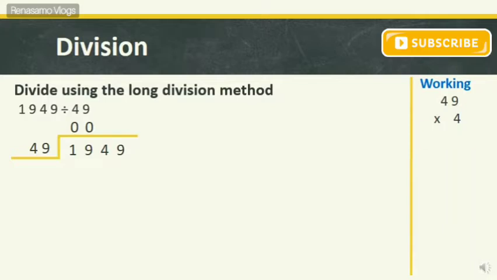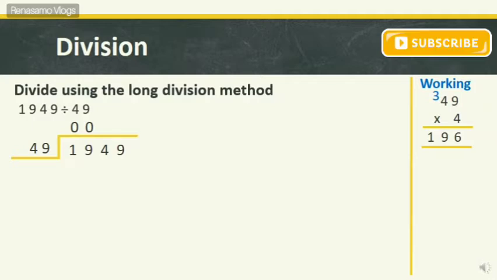49 multiplied by 4. 4 times 9 is equal to 36. So carry over 3 and write down 6. 4 times 4 is equal to 16. And 16 plus 3 carry over gives me 19. So I got an answer as 196. Though I am very close to 194, I cannot take this product because I will not be able to subtract it. So I have to try and find a smaller multiple.